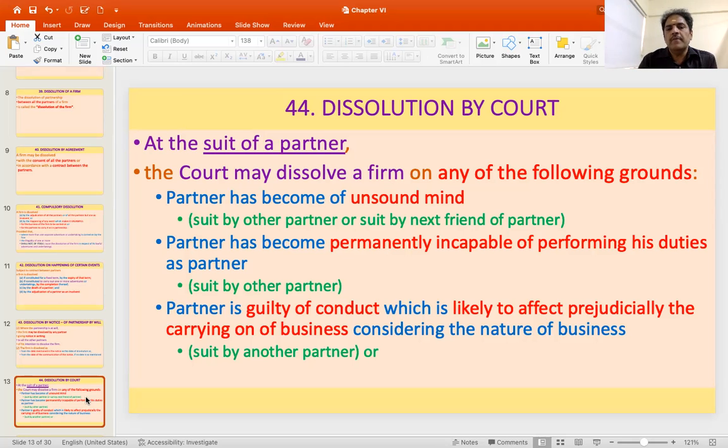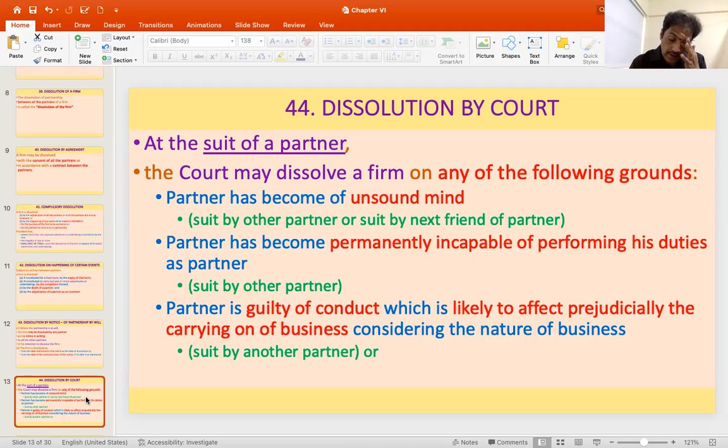So one, if the partner has become of unsound mind, then who will file a suit for dissolving the partnership? Either the other partner who is there in the firm, or the next friend of the partner, indicating that he doesn't want to be subject to a liability in respect of this firm now since he has lost his mind. So in that particular case, either of these people can approach the court and the court will examine and order dissolution.